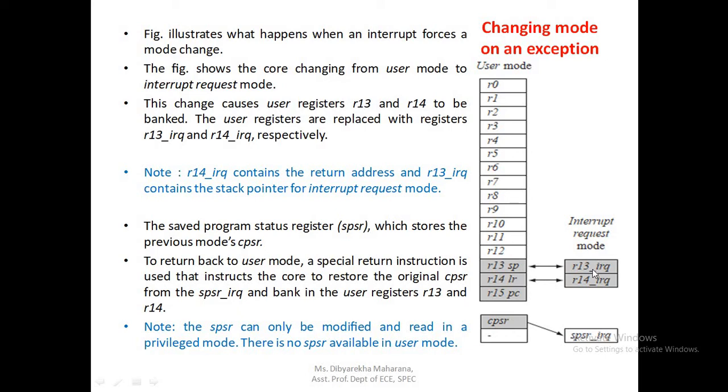The saved program status register SPSR stores the previous mode's current program status register, the CPSR. To return back to user mode, a special return instruction is used that instructs the core to restore the original CPSR from the SPSR_IRQ bank and the user registers R13 and R14. The SPSR can only be modified and read in a privileged mode. There is no SPSR available in the user mode.